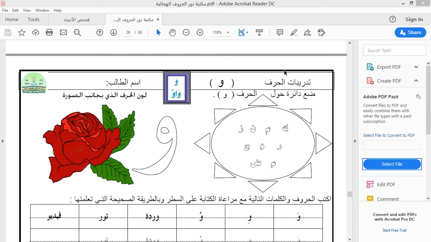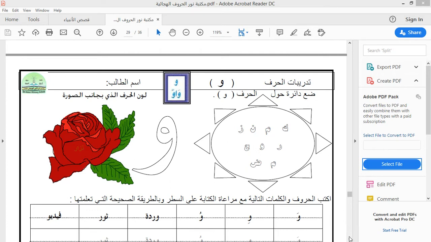So now we have wa. This is letter wa, and you have various letters that you need to also identify. These are letters we've done so far, so they are mixed together so as to test your recall or retention of what has been done before.